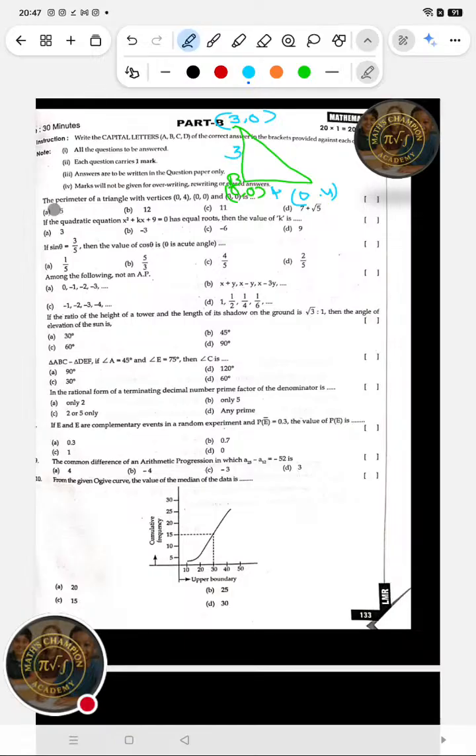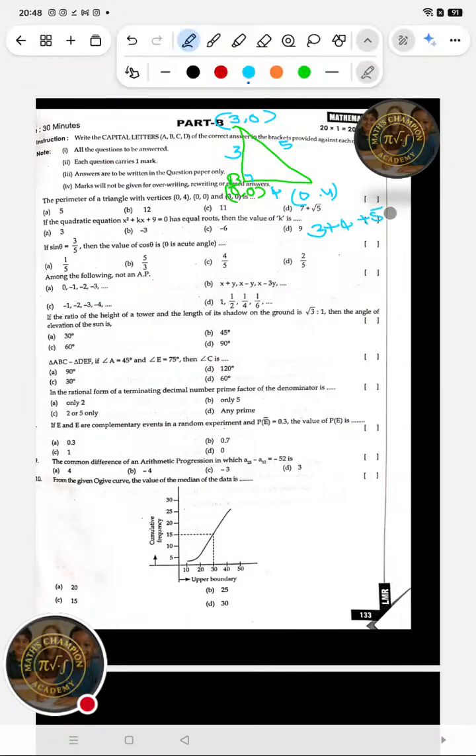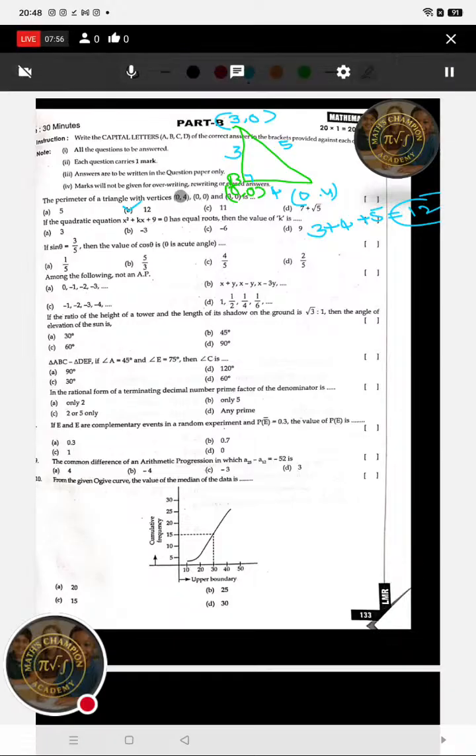So what is being asked? Perimeter means the length of the boundary. If it is a right angle triangle, this side will become 5. So the perimeter, the length of the boundary, is 3 plus 4 plus 5. How much are we getting? 9, 12. So our perimeter is 12. That is option B. I hope you understand.